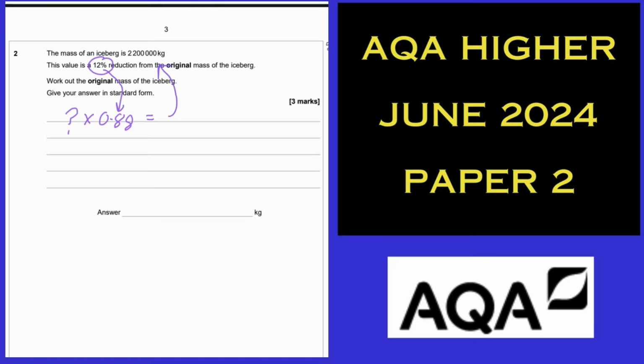And that's why this is reverse percentages. You take the final amount, you divide by your multiplier, and that gives you your original amount. In this case, 2.5 million.